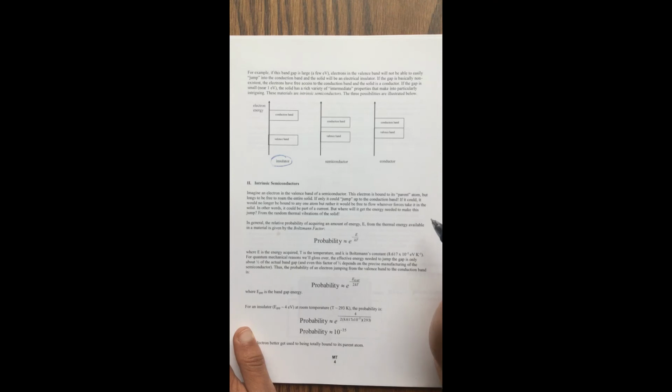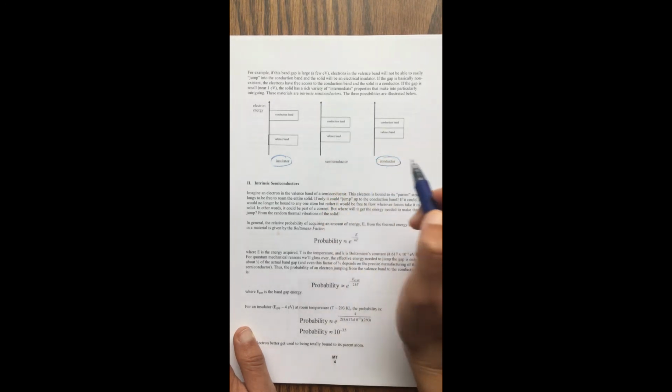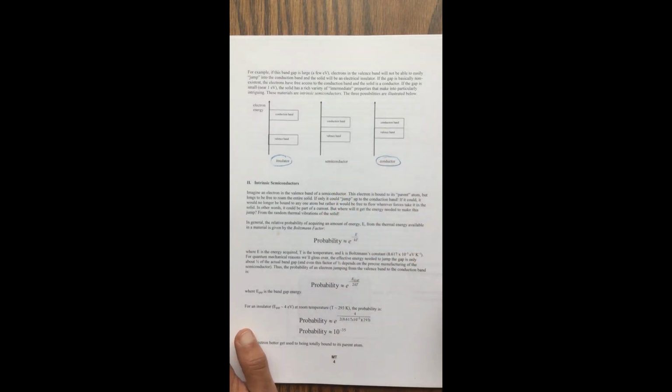If the gap is basically non-existent, that's here, the electrons have free access to the conduction band, and the solid is a conductor. If the gap is small, near 1 electron volt, the solid has a rich variety of intermediate properties that make it particularly intriguing. These materials are intrinsic semiconductors. The 3 possibilities are listed below.